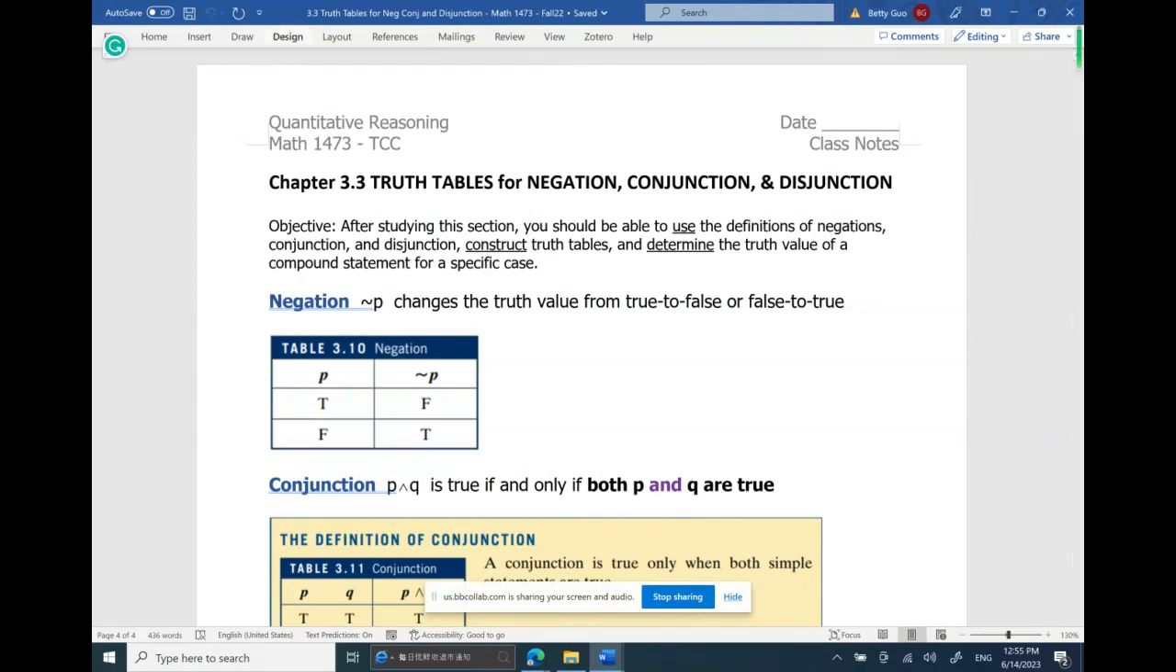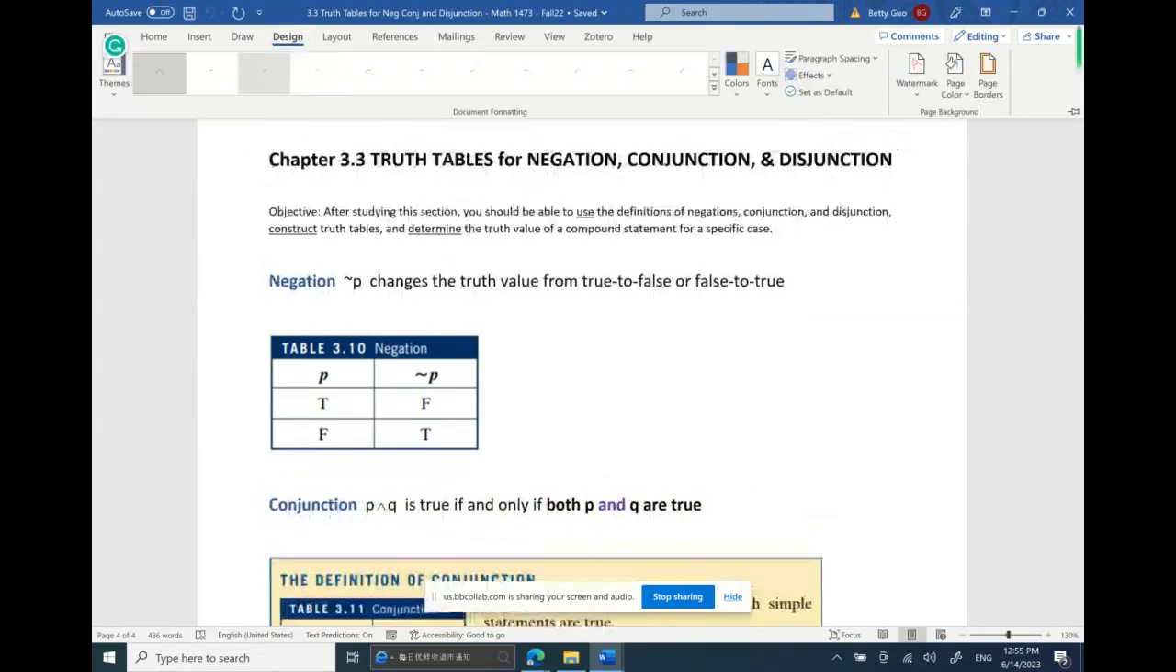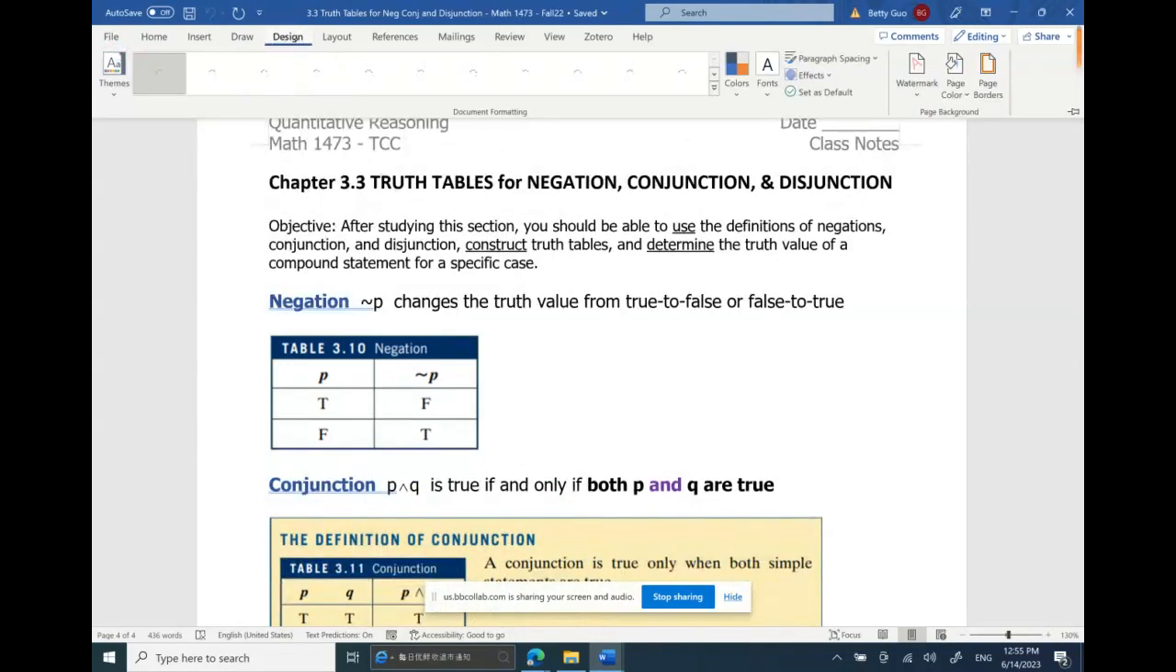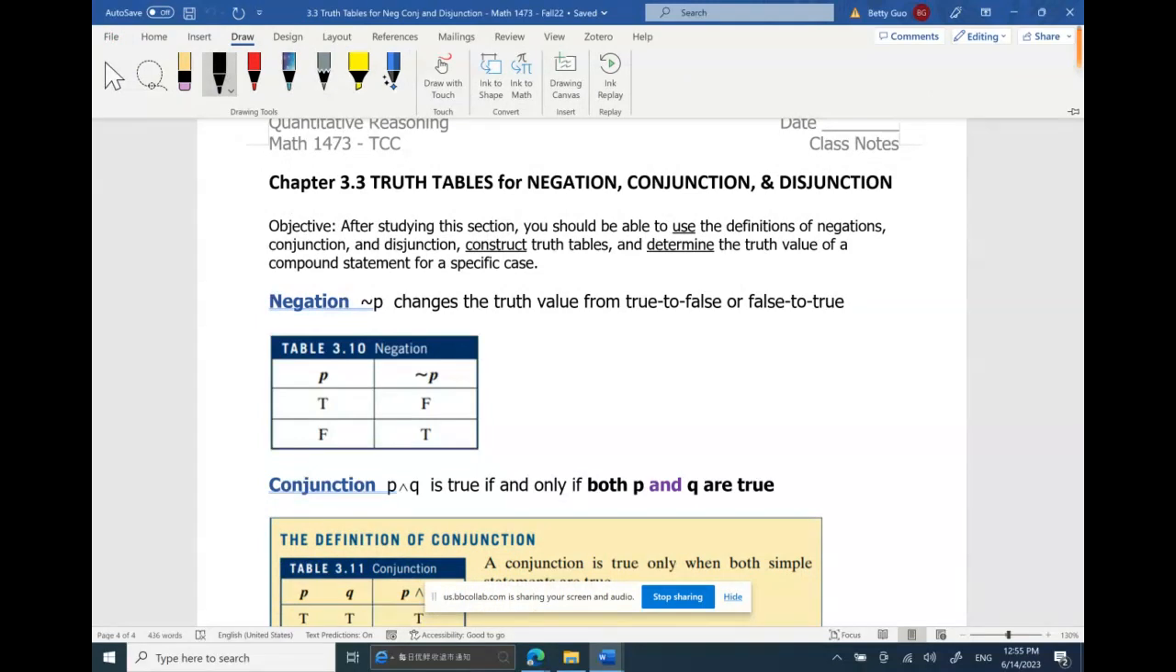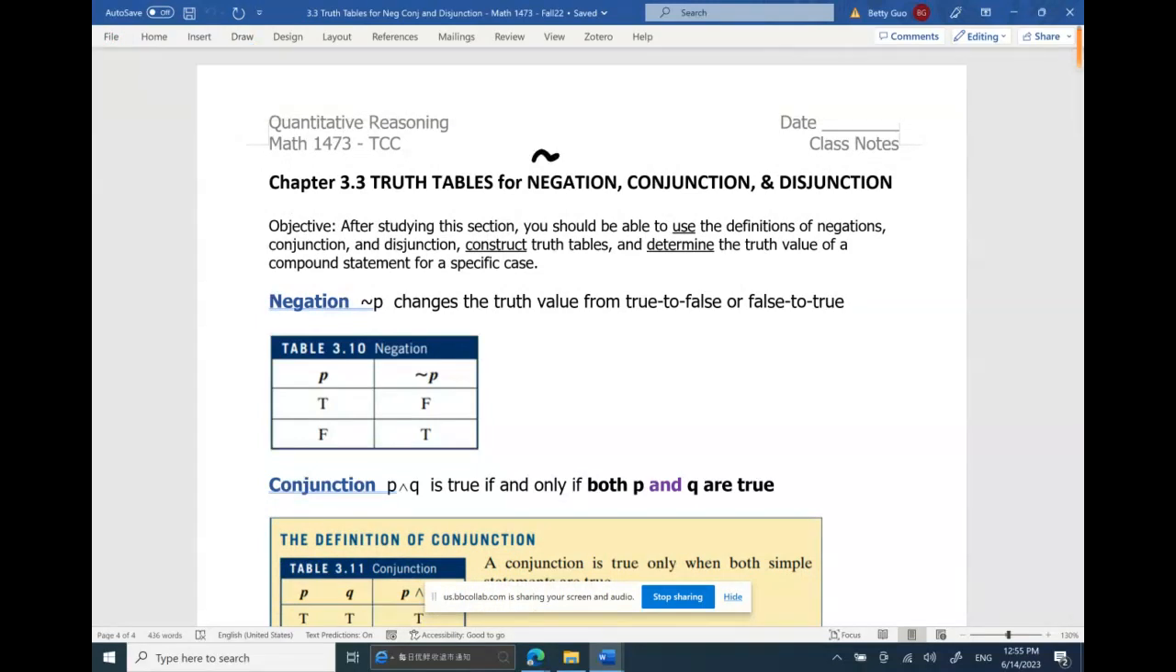logical relationships. What do we use if we want to negate a statement? We put a tilde in front of the statement, right? Conjunction. If we place this symbol between two component statements, we have a conjunction. And disjunction is the right side up V between two component statements.